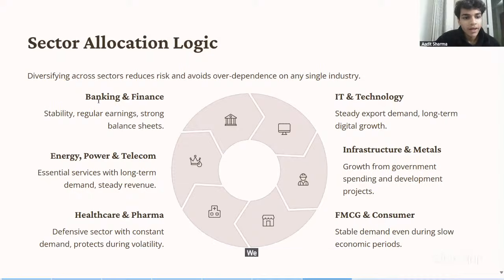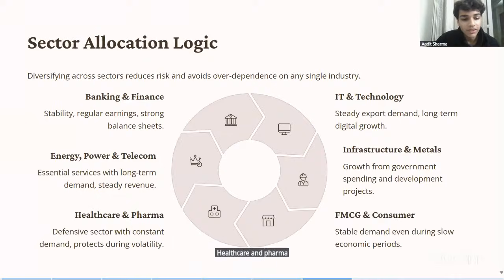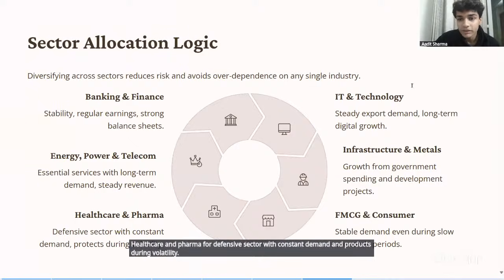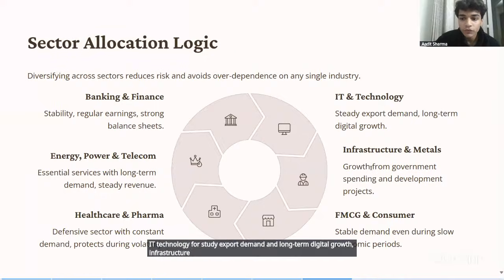We have banking and finance for stability, regular earnings and strong balance sheets; energy, power and telecom for essential services with long-term demand and steady revenue; healthcare and pharma as a defensive sector with constant demand and protection during volatility; IT and technology for steady export demand and long-term digital growth; infrastructure and metals for growth from government spending and developmental projects; and FMCG and consumer with stable demand even during slow economic periods.